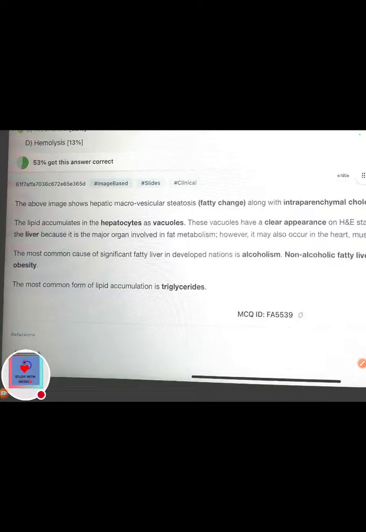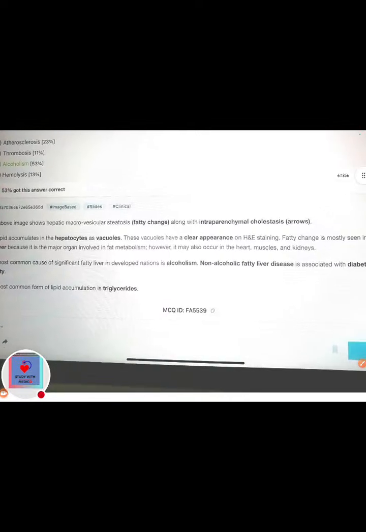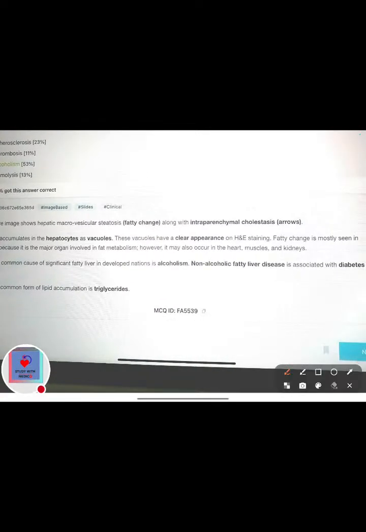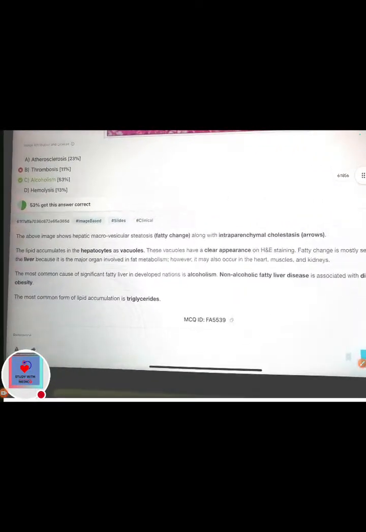The lipid accumulates in the hepatocytes as vacuoles. These vacuoles have a clear appearance on H and E staining. Fatty change is mostly seen in the liver because it is the major organ involved in fat metabolism. However, it may also occur in the heart, muscles, and kidneys.